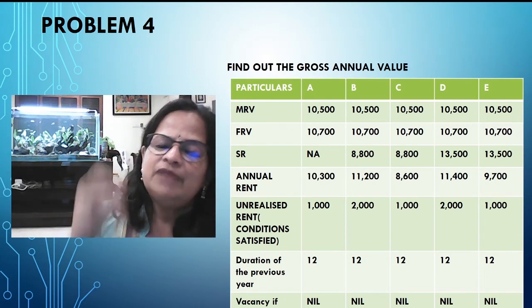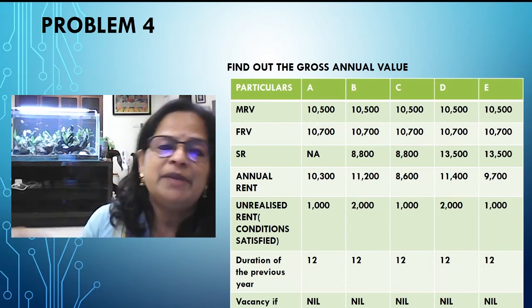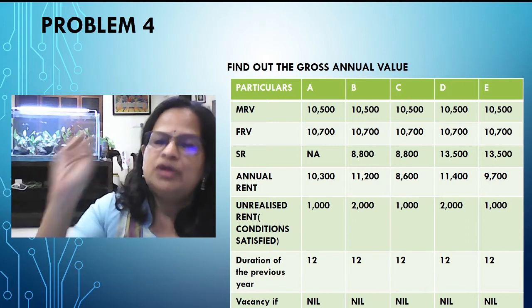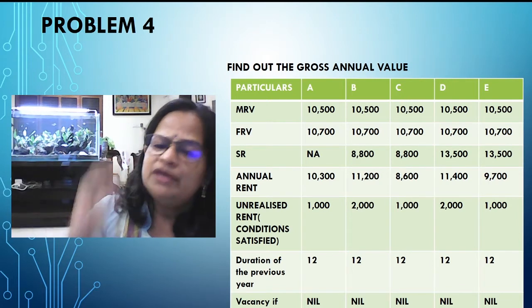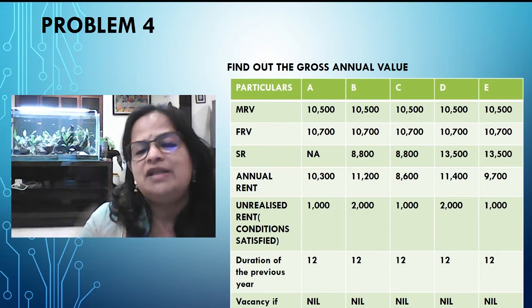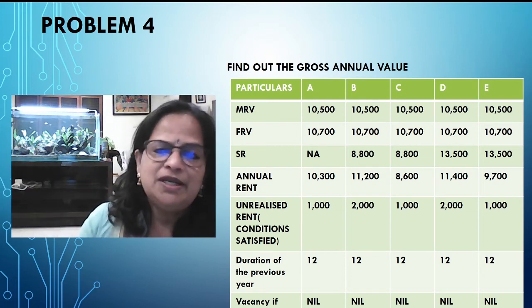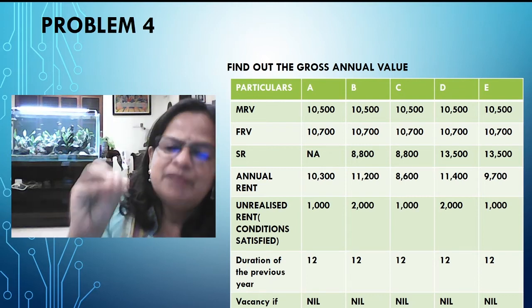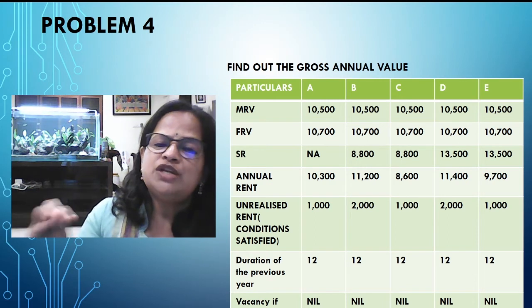Vacancy is different. Vacancy is when the house is not occupied by anyone. Now in the lockdown, everywhere you can see the boards, let out, sale and all. So if nobody is there to occupy the flat or the house property, then it is vacant. So vacancy meaning nobody has occupied. Unrealized rent meaning the tenant is there but they are not paying rent due to some reason.